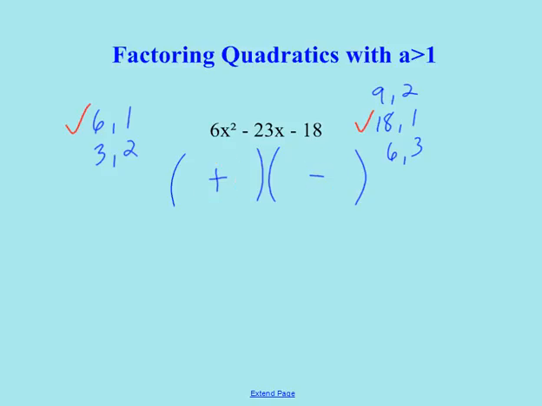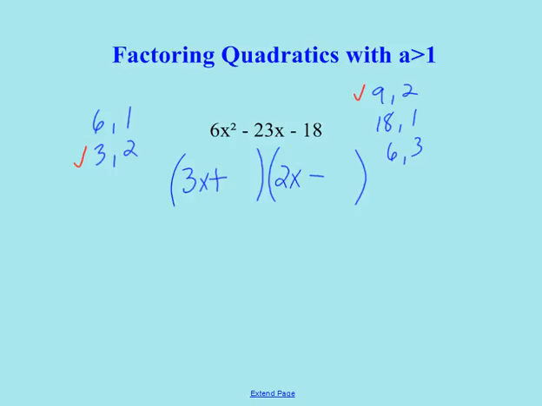So if we start to do a little more thinking about how to get this negative 23x, let's think about the 3 and the 2 and the 9 and the 2. If we do 3 times 9, that gives us 27. And 2 times 2 is 4. 27 minus 4 gives us 23. Those are the factors that we want to use here. So let's start filling in here. 3x and 2x.